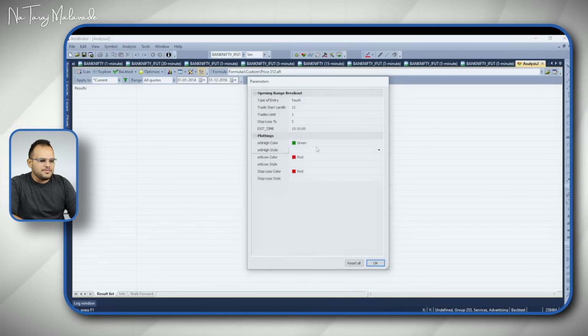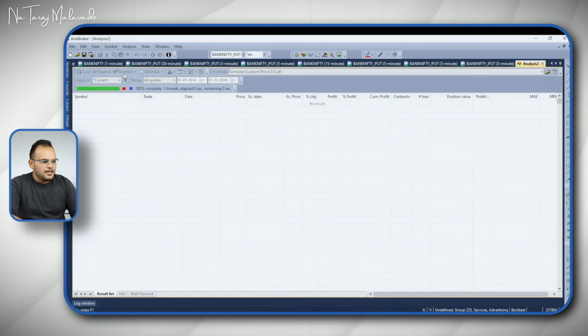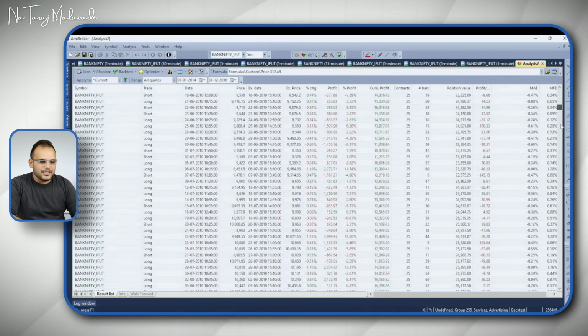And remaining everything is basically the color modifications. You can change the ORB high color, ORB low color, and the style of that particular line. All those things you can change according to your comfortability. So let's try to backtest it. I'm doing it for Bank Nifty and one lot. Okay, so 25 is the quantity that I have considered to backtest.